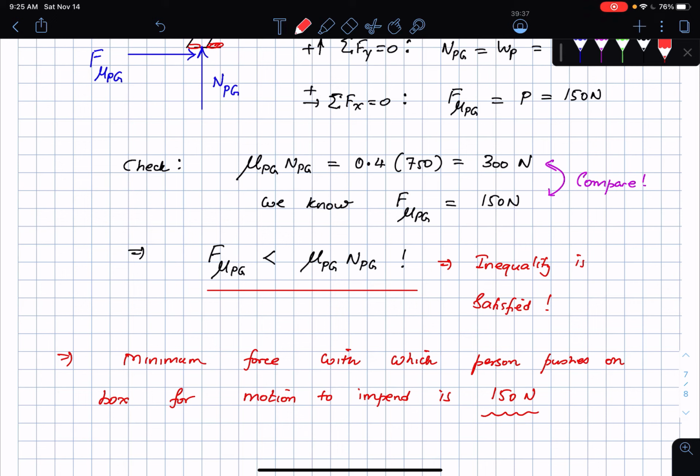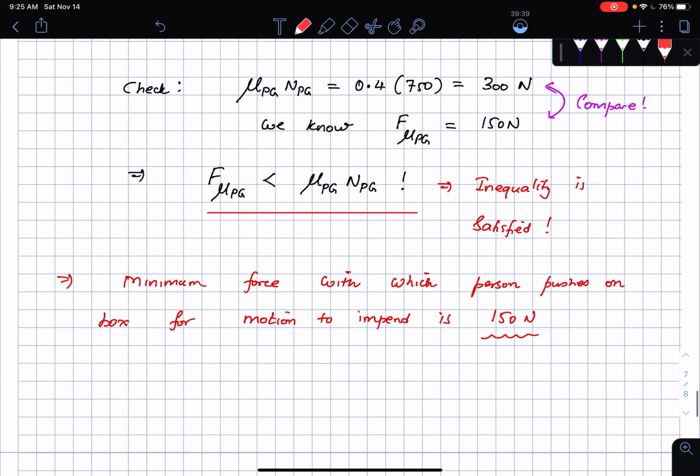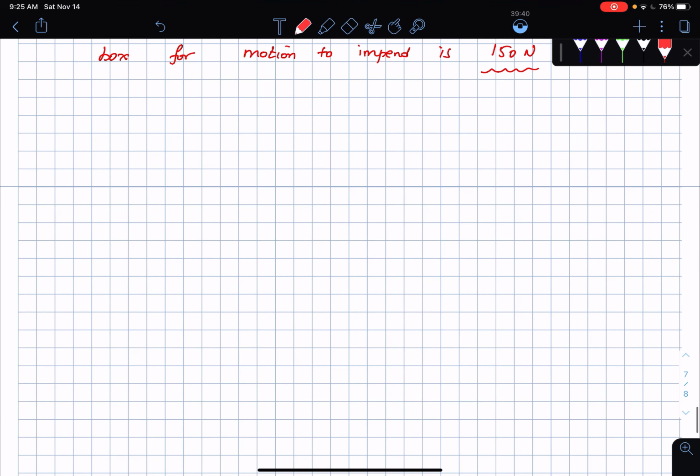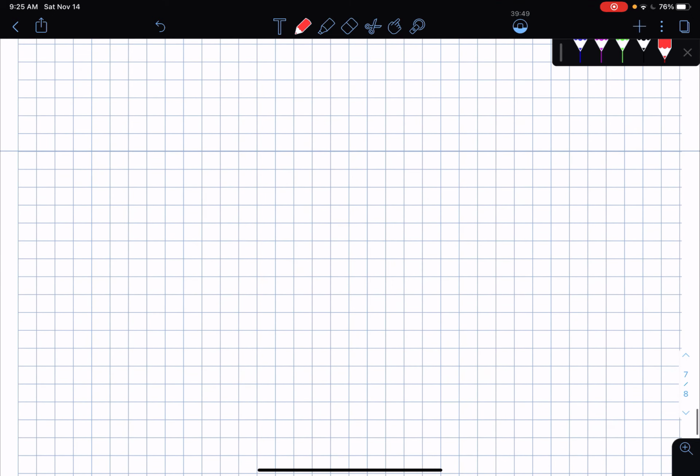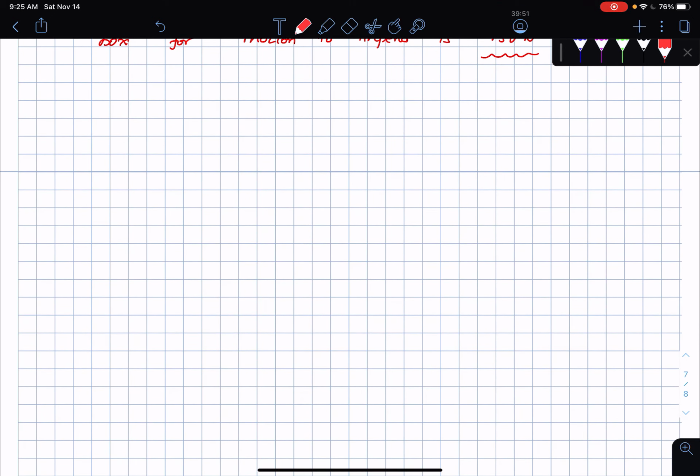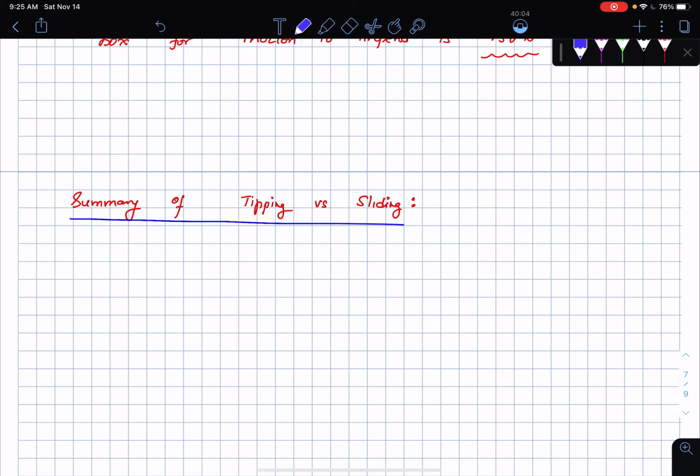All right, so I want to just briefly jot down a couple of points as well here. I want to draw three figures where I show sliding versus tipping and tipping and sliding together. Let me do that very quickly. So just a brief summary of tipping and sliding. This is the important concept that we have been looking at in this particular problem.